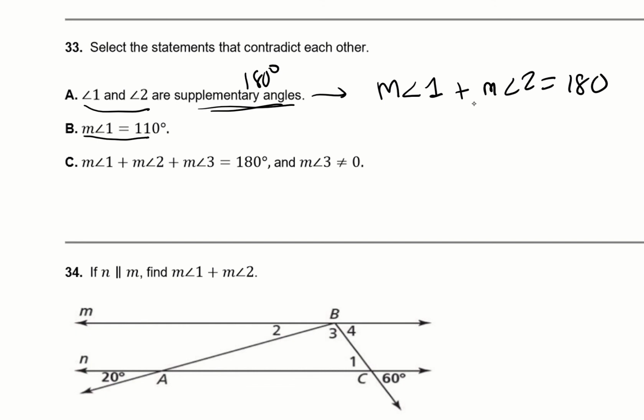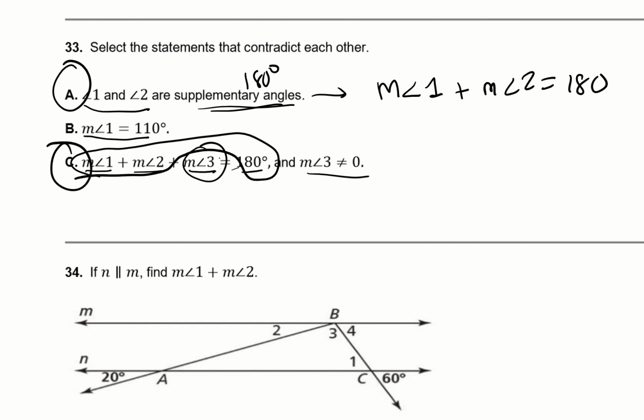C says here that angle 1 plus angle 2 plus angle 3 is 180, and angle 3 cannot be 0. Well, we just said that these two angles have to add up to 180. And so if we have something else added to it, then that's going to contradict what number 1 says. And so therefore, these are the two statements that contradict.